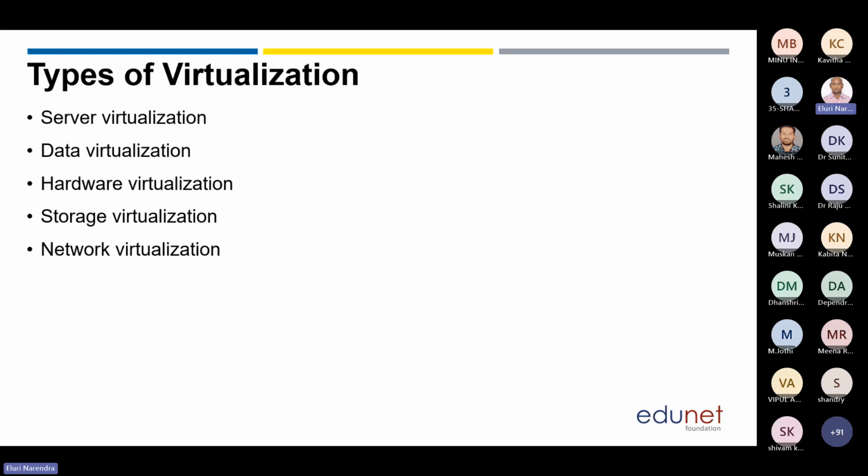If the cloud service provider is giving you a server, that server is not given to you physically, but it is kept in the cloud, and you can connect to the cloud and to your server and run your applications. That presence of your server in the cloud is called server virtualization. And data virtualization. Data means database.